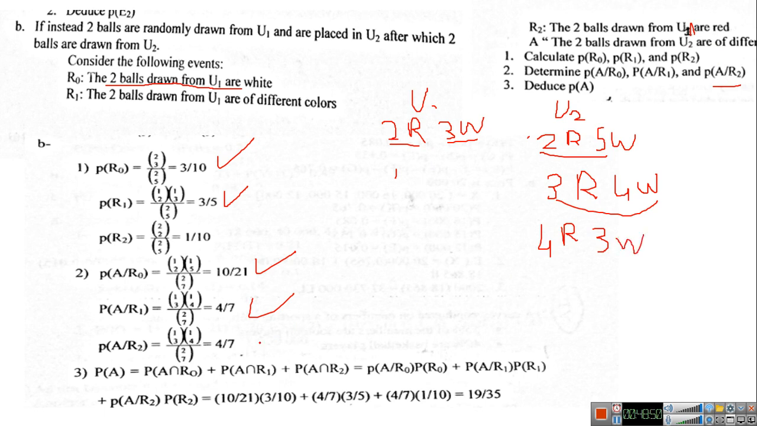So 1 out of 4, 1 out of 3 over 2 out of 7. R0, R1, R2 form a total probability because nothing in common. Either 2 red or 2 white or 2 different colors. So deduce P of A, they said. So P of A knowing R0 times P of R0 plus P of A knowing R1 times P of R1 plus P of A knowing R2 times P of R2, and you have the answer.